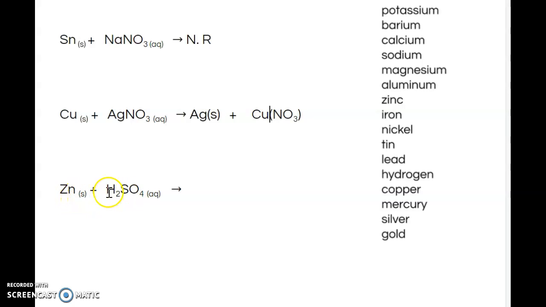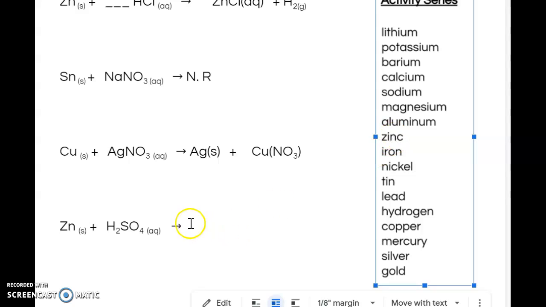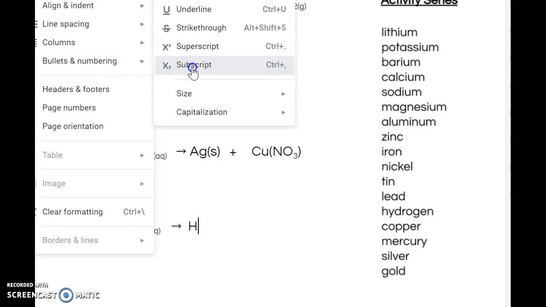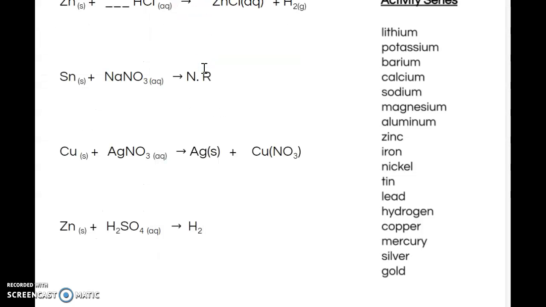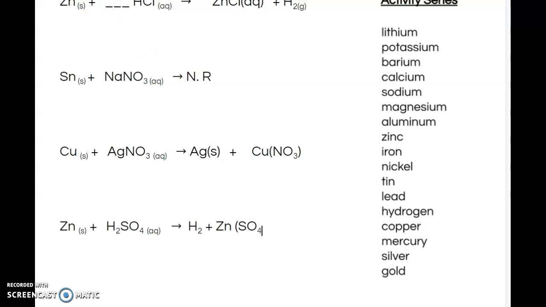Then I have zinc as my metal, and I have hydrogen as my metal, and I can look to see if zinc comes before hydrogen in my activity series, and in fact it does, so there will be a displacement. So I have hydrogen, and you know that hydrogen is diatomic, so it's going to have a subscript of 2, plus zinc sulfate.